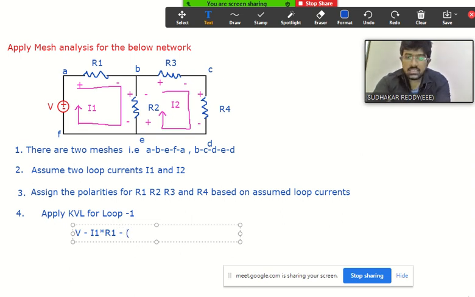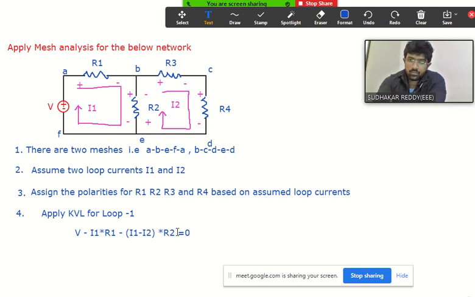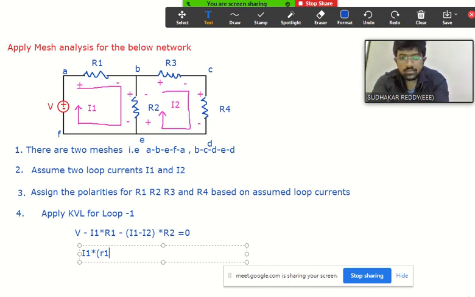V minus, not plus, V minus, into R1 minus, which currents do we need to consider? I1 minus I2, right? Good. I1 minus I2 into R1, then R2, good. That is equal to 0. Simplify this equation. If you simplify this equation, what will we get? I1 into R1 plus R2, minus I2 into R2. Take that minus V to the right side directly. Now equals V.